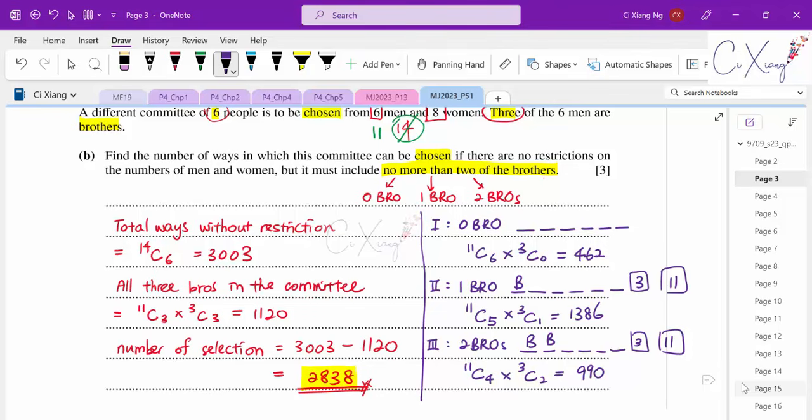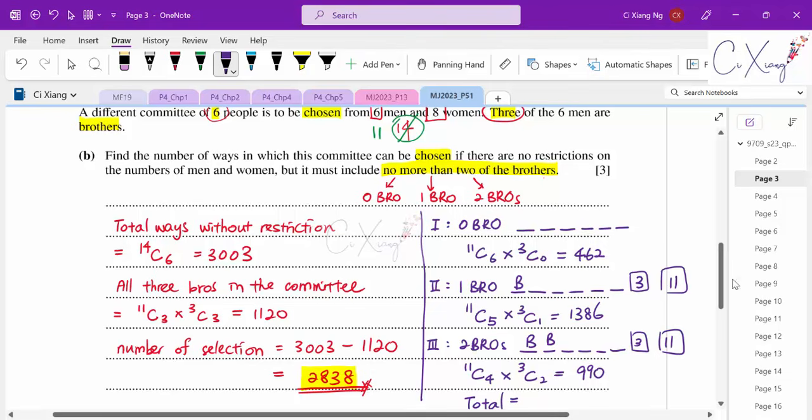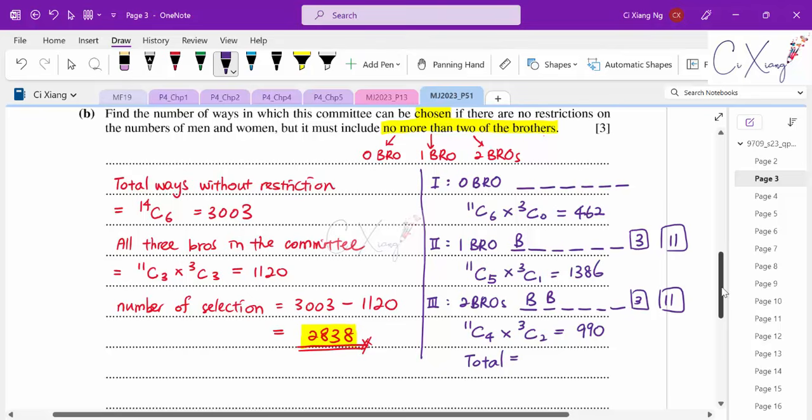After you consider all the 3 cases, you total all the possible cases together: 462 plus 1386 plus 990. You get the same answer as with the method that I showed you just now, which is 2838. So these are the 2 possible ways that you can find the number of selections. Personally, I feel that the earlier one is slightly shorter and this one is slightly longer, because you need to consider 3 different cases. So this is how we answer this question.